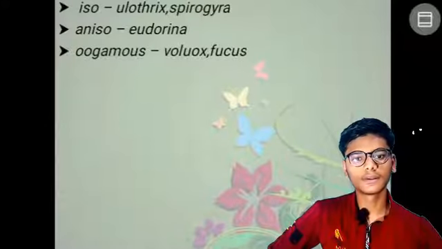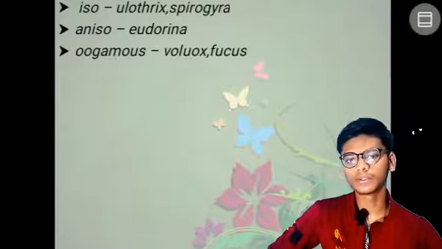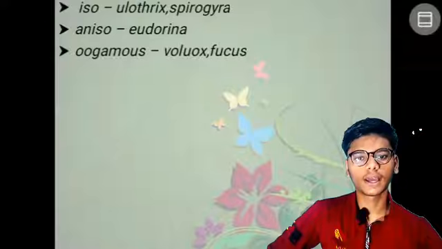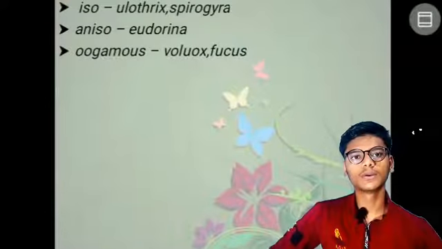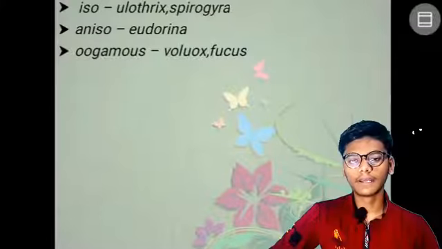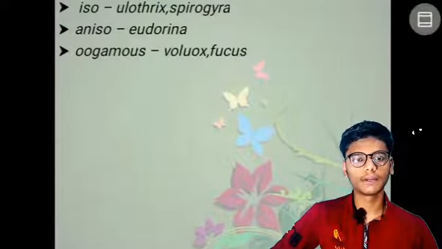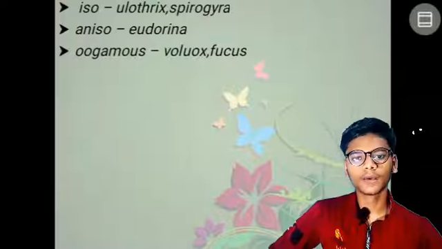In iso, examples are Ulothrix and Spirogyra. You remember US: Ulothrix and Spirogyra. And in aniso, Eudorina is an example. And oogamous means one male gamete with one big female gamete. That female gamete is non-motile and the male is motile. So this is oogamous. Examples are Volvox and Fucus.